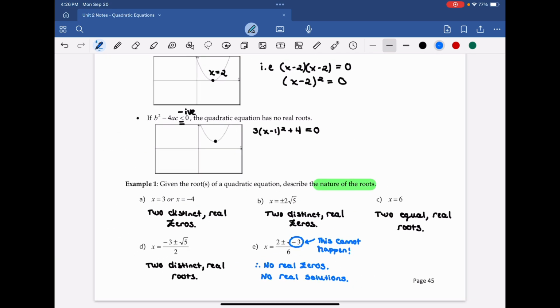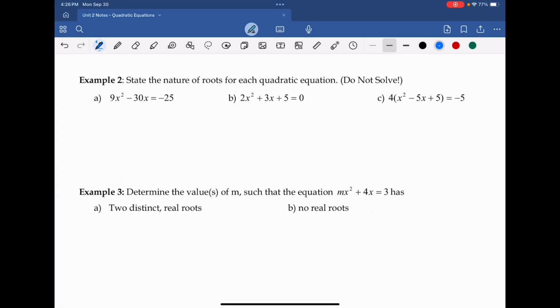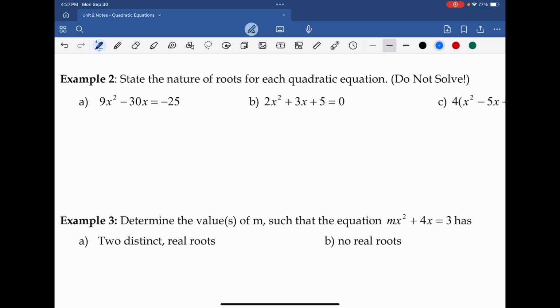Awesome. Okay, let's move forward here. State the nature of the roots, aka how many x-intercepts there are, based on the given information here. And for these ones, we want to use the quadratic equation such that we're using the discriminant to help us out here.